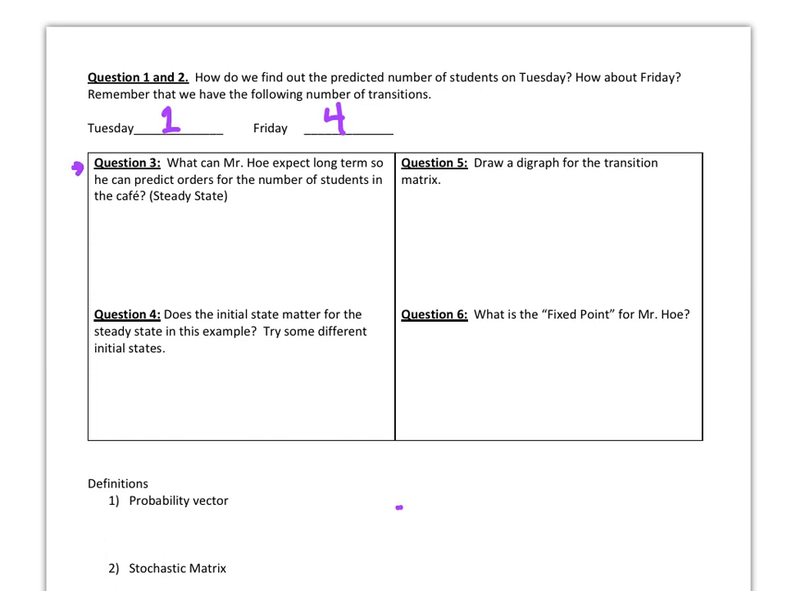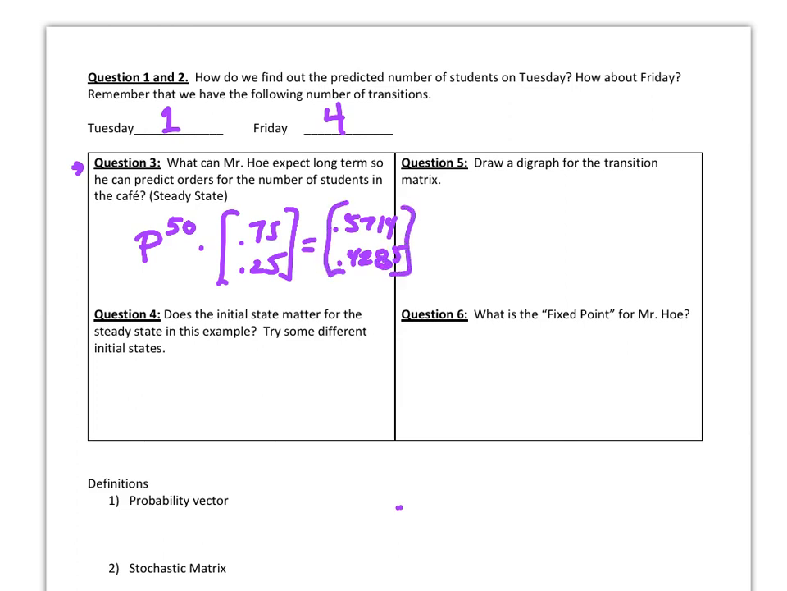So what can Mr. Ho expect long term? All I have to do is take that P and raise it to a big power. For instance, if I do this, 0.75, 0.25, I'm going to get 0.5714 and 0.4285. I don't know if Mr. Ho wants to be this accurate. We can even put a 5 there. So he's going to figure out that over the course of time, the people eating at Mr. Ho's are going to be 0.57, 57% of the students.